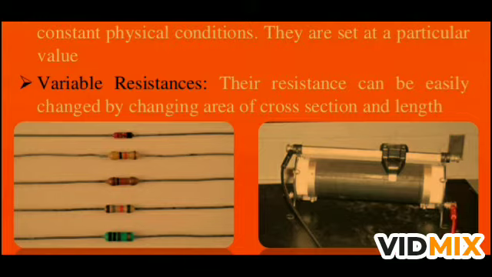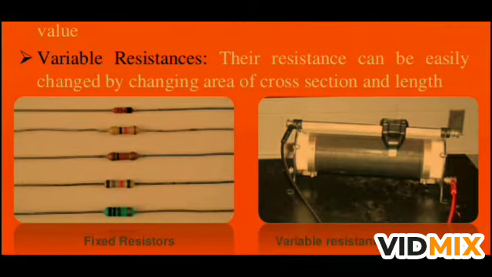Their resistance can be easily changed by changing the area of cross section and length. If you see the next figure, it is a rheostat, in which we can change the length of the conductor, so we can change the resistance of the conductor as per the desired condition. So these two pictures show the fixed resistance and the variable resistance. And this type of resistance you have seen in electrical components, in the TV, in any electrical component; the circuit is using this resistance.